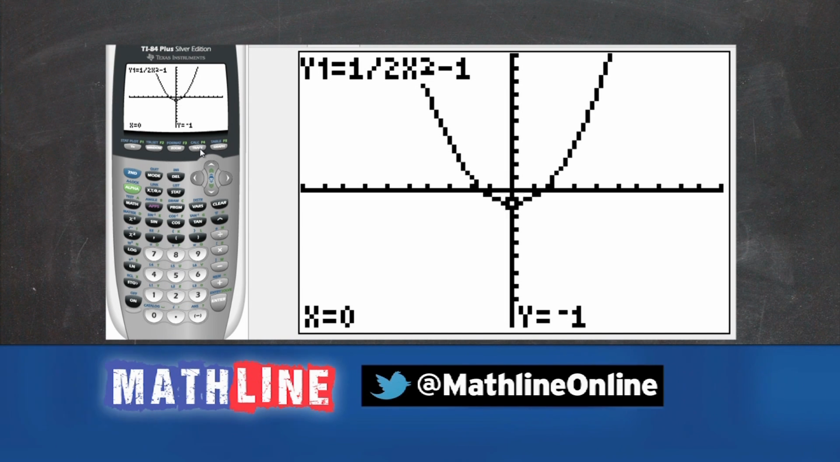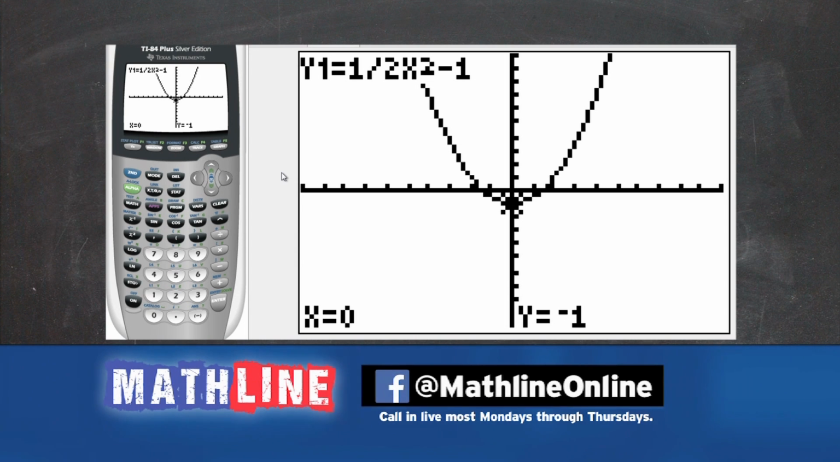Now, since I've got a 1/2 running the show here, and it really does run the show, I need to put numbers in there that when I square them, they're going to be divisible.